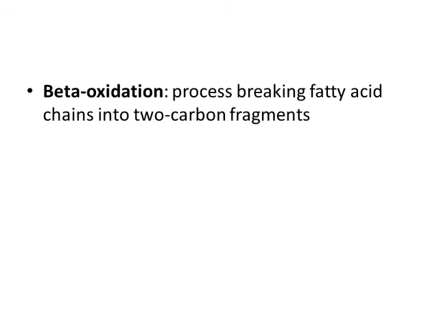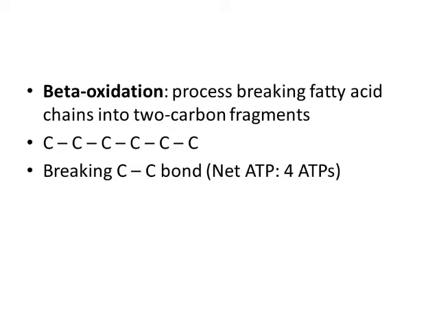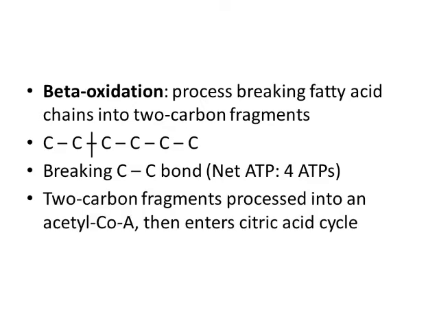One process that you have learned in this lab was beta oxidation, which is the process in which you are breaking fatty acid chains into 2 carbon fragments. For example, you have this carbon chain right here. What happens is that you're breaking these into pairs, so you break it there, and you break it there. You broke it twice. Each time you break the carbon bond, you are producing a net ATP of 4. You have 3 carbon bonds, but you're breaking the chain twice. So you would make a total of 8 ATPs in this case. And these two carbon fragments would then be processed into acetyl-CoA, which would then enter the citric acid cycle.